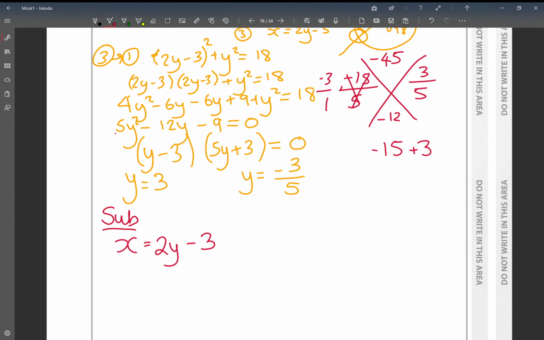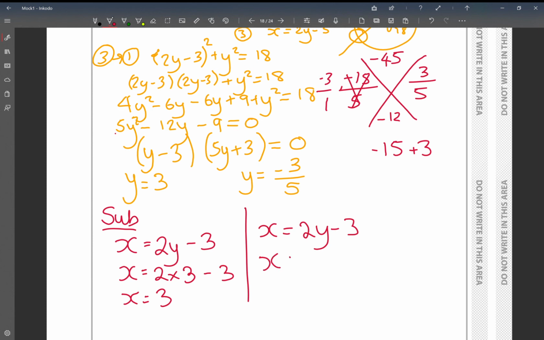Okay, so we know y is 3, so when y is 3, what is x? Okay, so that makes 6 minus 3. That's a nice easy one. And then the other value is going to be slightly harder, we've got fractions at play here. 2y minus 3 again, so we're going to replace the y with those: 2 times minus 3 over 5, minus 3.